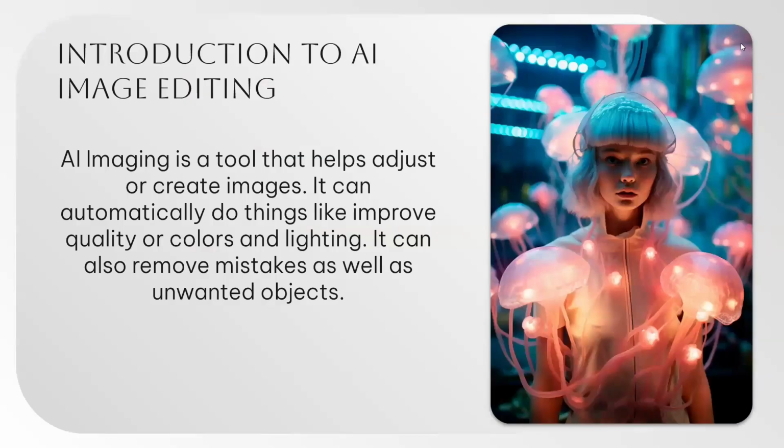So first, as a quick intro, AI imaging and AI image editing is a tool that allows you to either adjust existing images or to create entirely new ones. And it allows you to automatically do things like improve the quality, the colors, and the lighting of an image. So it's not just being able to tweak some of the settings of the image, it's also able to add things to it. And it can also remove mistakes or unwanted objects in an image that you've taken.